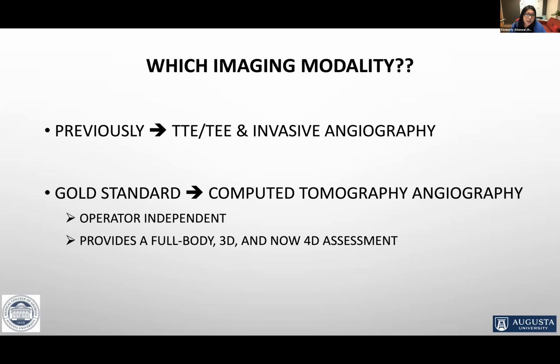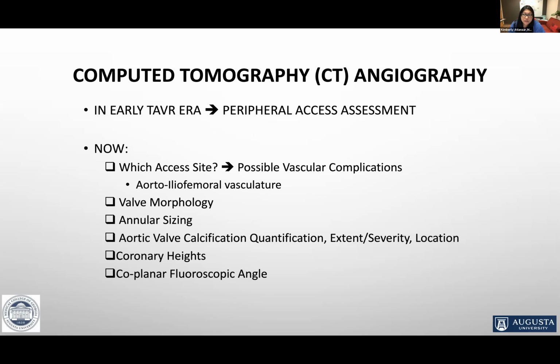So the gold standard now for TAVR imaging and planning really is computed tomography angiography. Compared to echocardiography, this is really an operator-independent imaging modality, and it does provide a full body assessment, which now includes 2D and 4D assessment. In the early TAVR era, the use of CT was for peripheral access assessment. But with the progression and advancement of CT angiography, it's now used for various things, such as valve morphology. It helps assess whether or not an aortic valve is trileaflet. Is it bicuspid? Is there a raphe present? Where is it located? Obviously, also annular sizing.